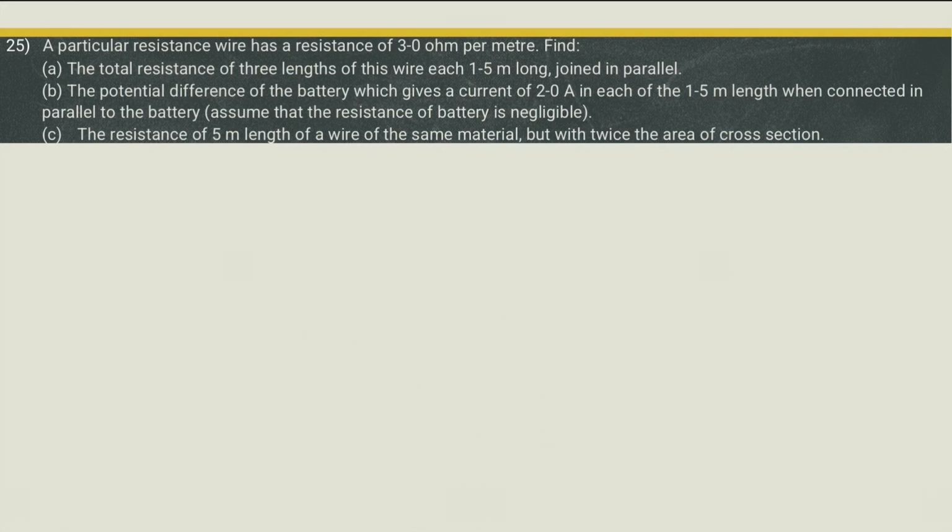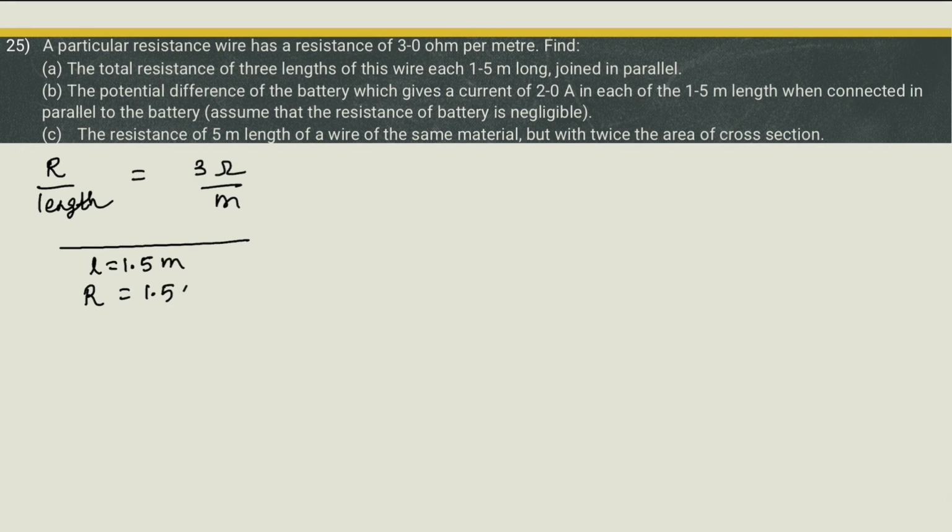Next numerical, 25th. A particular resistance wire has a resistance of 3 ohm per meter. So the resistance per unit length is 3 ohm per meter. Okay, so for each meter the resistance is 3 ohm. Total resistance of three lengths of this wire, each 1.5 meter long, joined in parallel. So we have to take a wire whose length is 1.5 meter. Now since the resistance per meter is 3 ohm, the resistance of this wire becomes 1.5 times 3, 4.5 ohm.